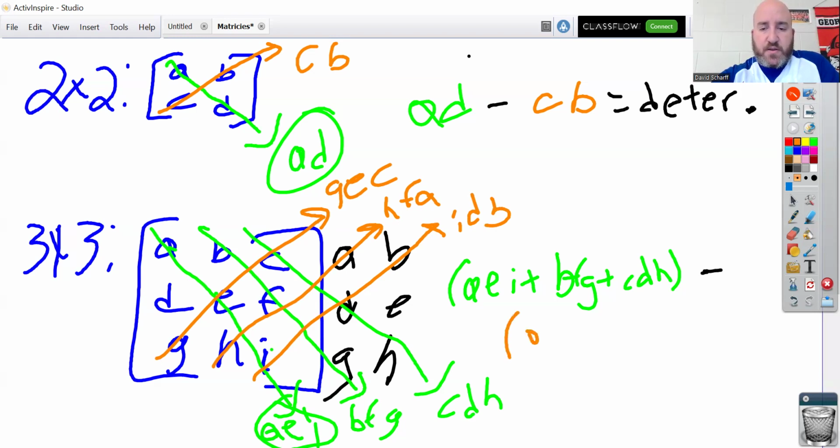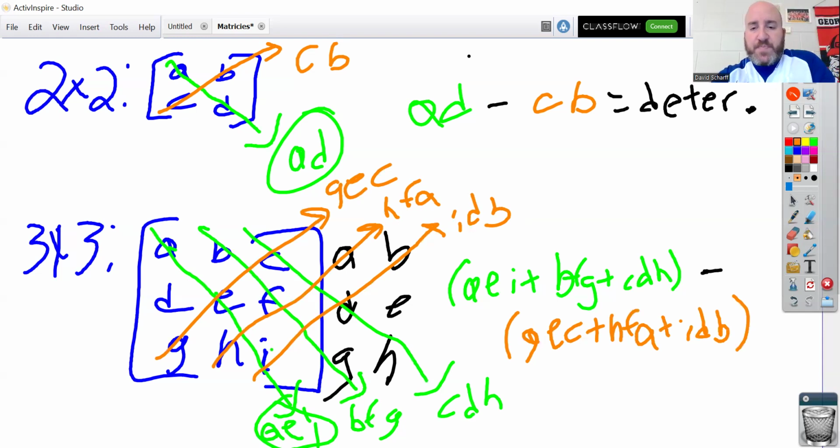So you're going to add those 3 products together. And then you're going to subtract, again, same thing. The green one's going top left to bottom right, and the orange one's going bottom left to top right. Okay.